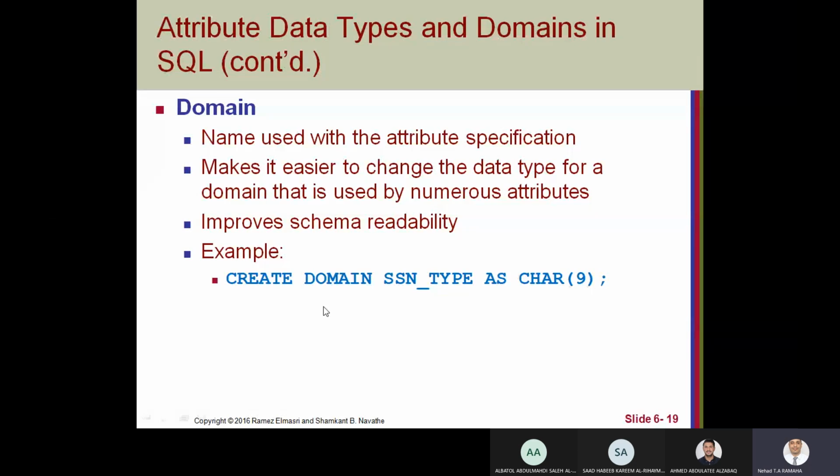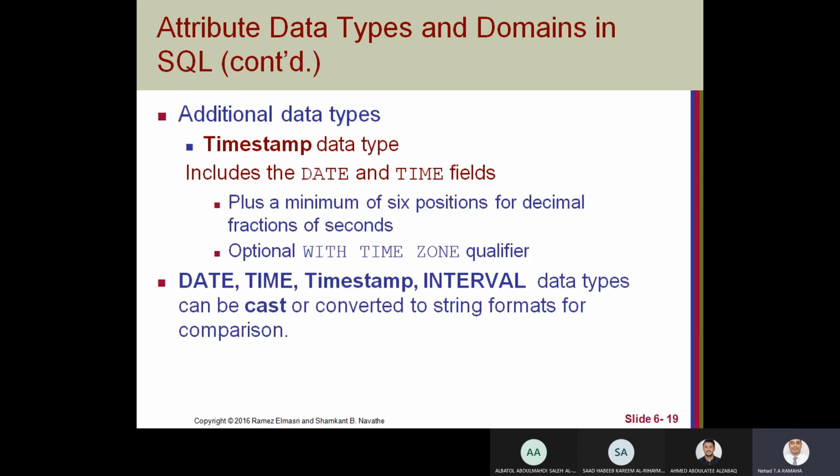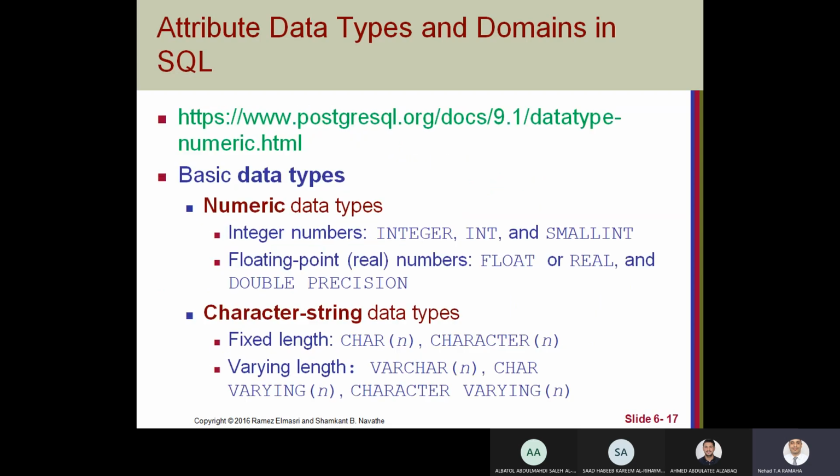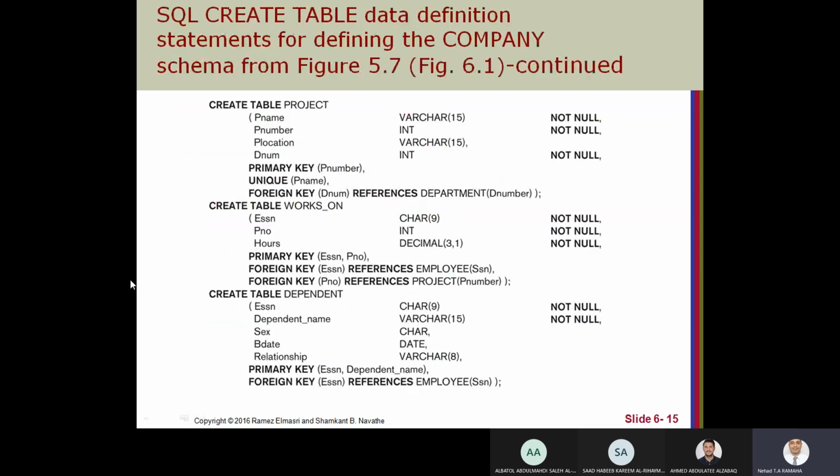Last time we stopped at this point, domain or creating domain. Before that, let's just take a review. We spoke already about creating table. So this is a keyword to create table, then table name. Then we can start to name the attributes of this.